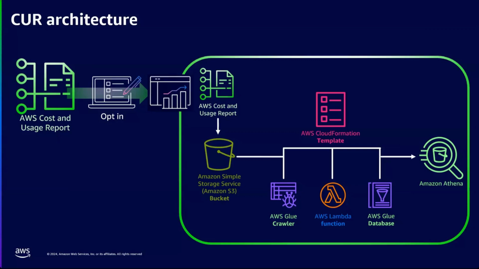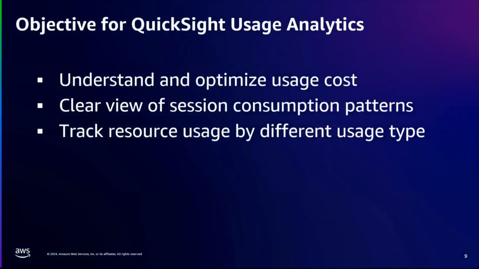So essentially, as I called out, the cost and usage report is a prerequisite for our solutions. With that, let's understand the QuickSight usage solution, which we recently introduced through a blog, and you would see that blog link in the chat now. It basically deploys a pre-built QuickSight dashboard that can help you understand QuickSight usage at a feature level, and you would be able to optimize the usage cost for QuickSight.